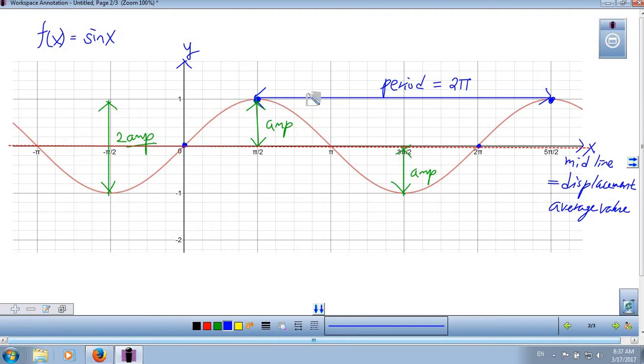So now we have period 2 pi. The amplitude in this case is equal to 1 unit, because you go up 1 unit and go down 1 unit.